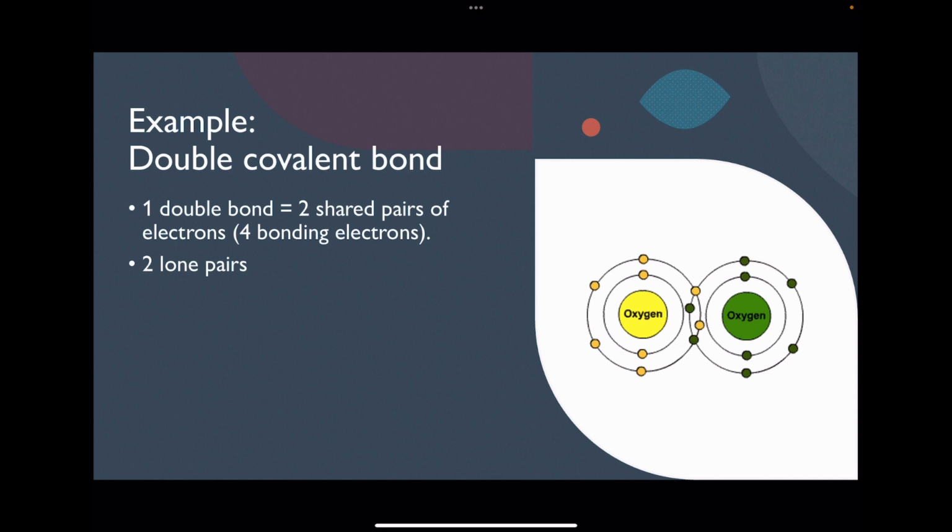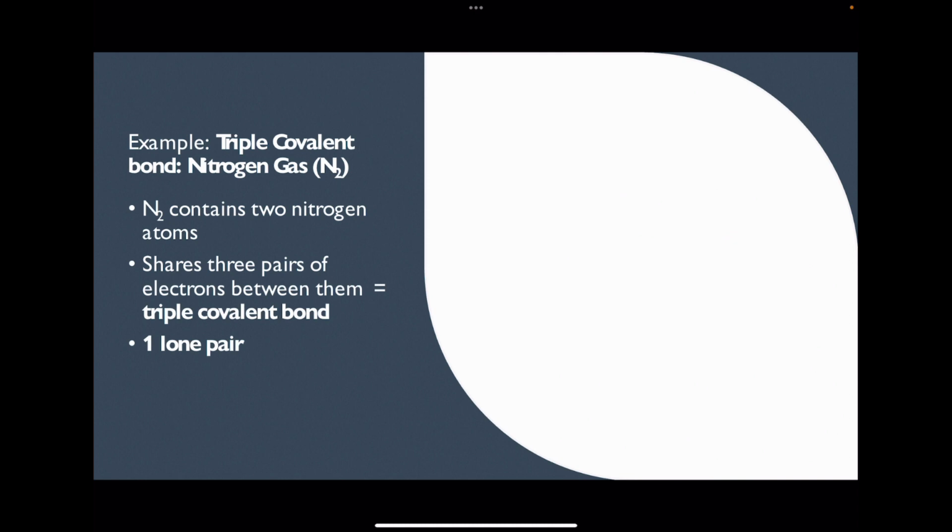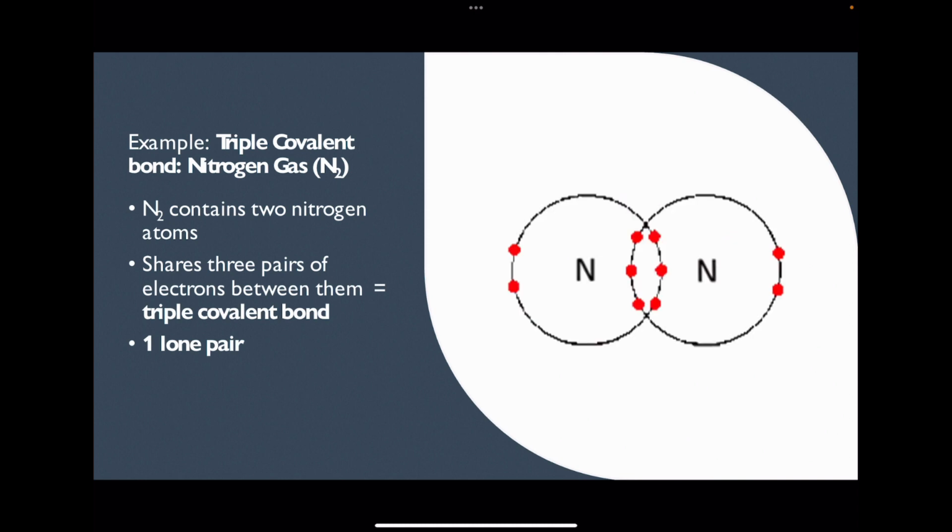involves 4 bonding electrons. Similarly, group 15 elements can be predicted to have triple bonds. 3 pairs of electrons are shared between them in order to achieve a perfect 8. The other electrons in the outer shell that are not bonding, we call lone pairs.